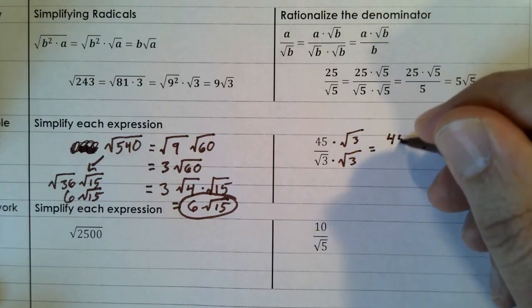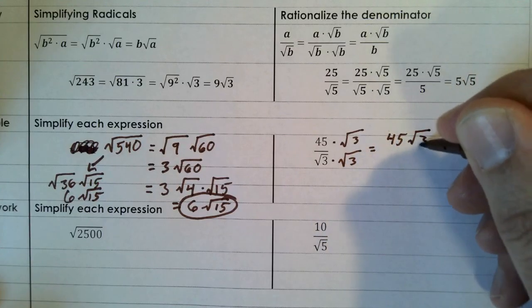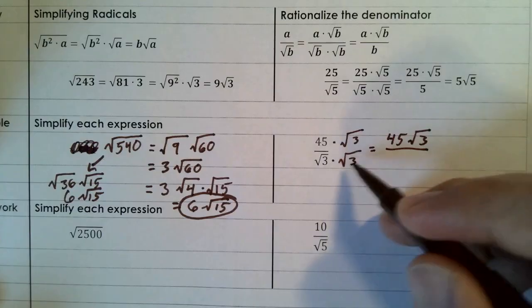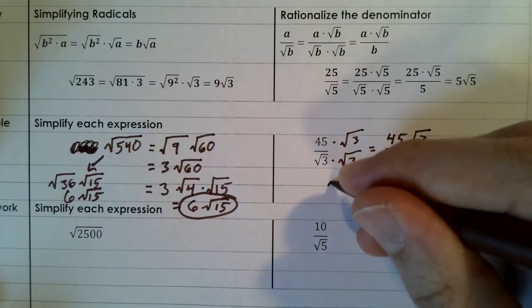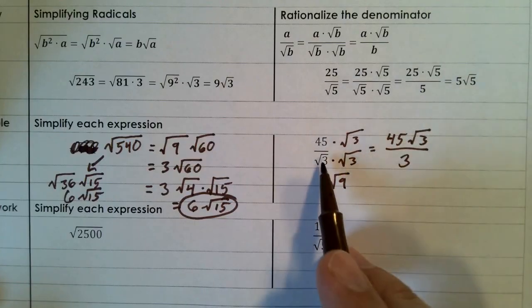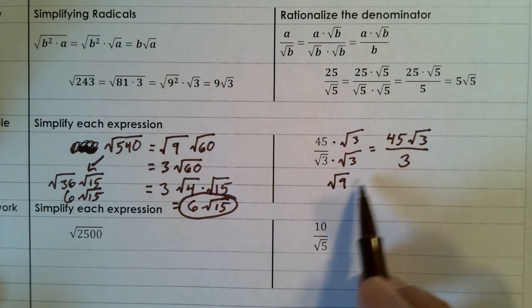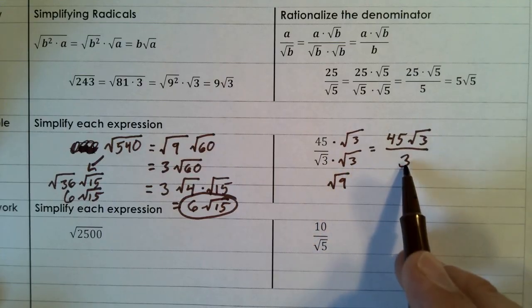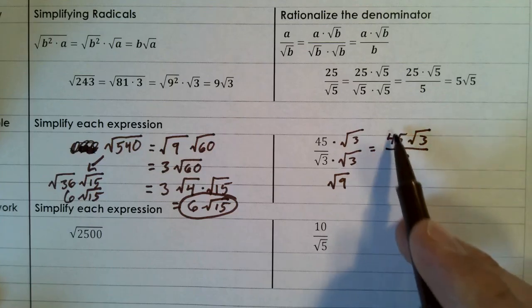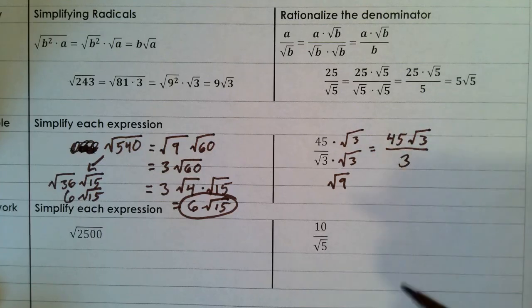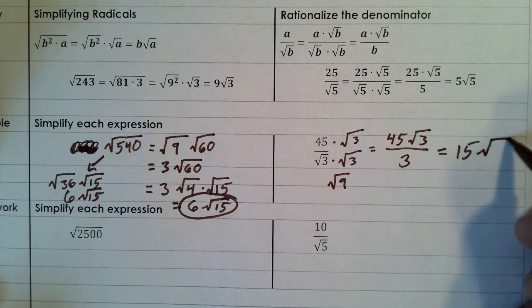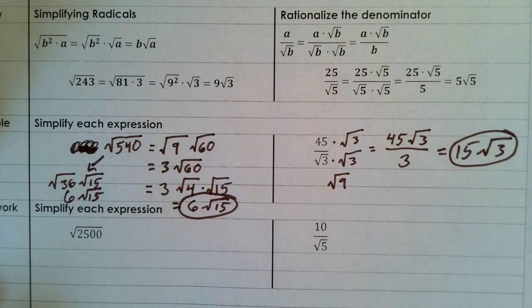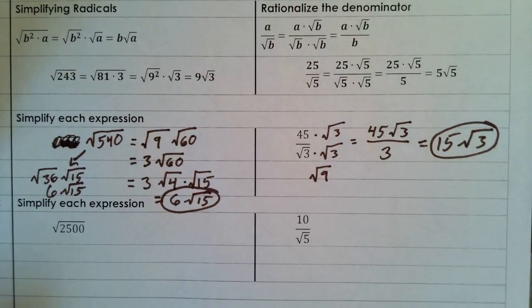So then I end up with 45 square roots of 3 over the square root of 3 times the square root of 3, which is just 3. Think about it, it's like the square root of 9 if you put those two square roots together, and the square root of 9 is 3. But then you're saying, hey, 45 divided by 3, we can do that. 45 divided by 3 is 15, and the square root of 3 is just going to sit there on the end. So that is our answer, 15 square roots of 3.